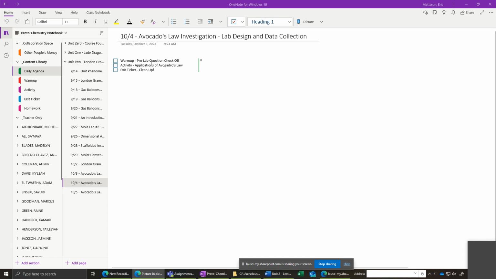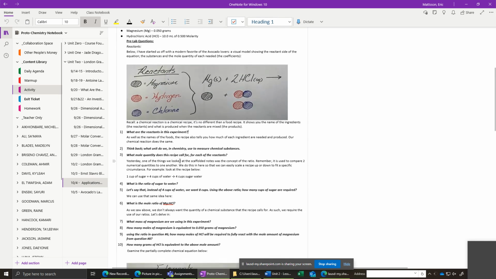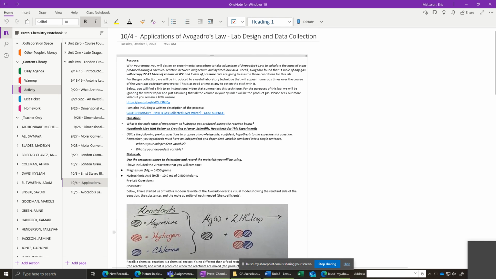So for our warm-up today, I just need to check off the pre-lab questions. Then the activity, the lab sheet today, I did a bit differently. Because there are various pre-lab questions, I just put an editable copy into our notebook. So instead of going over to Teams to get the editable copy, I've already distributed it to all your individual notebooks. You can click on your name and go into activity, and you'll find this here.